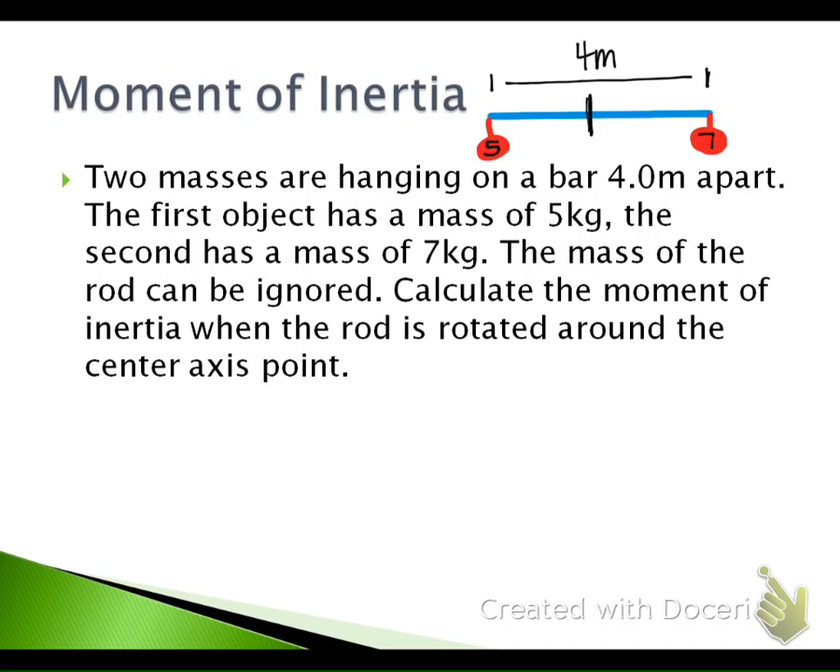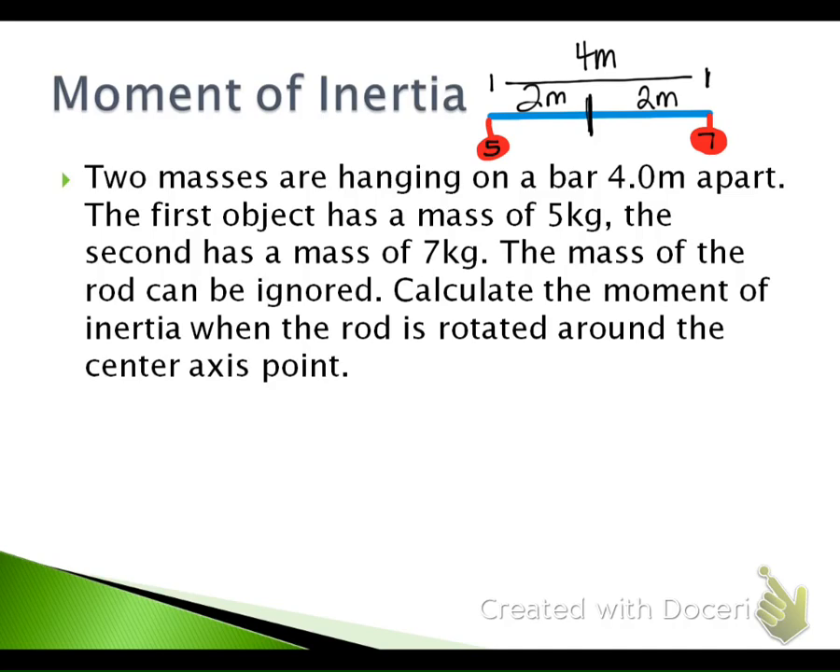What's the radius then for each of these masses? 2. Yeah, so this is 2 meters, and this would be 2 meters. Okay? What we have to do for these, since they are not equal masses, is solve the moment of inertia for the first mass and the moment of inertia for the second mass, and then we'll add them together to find the whole system.